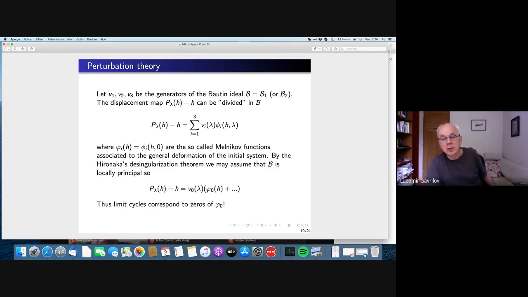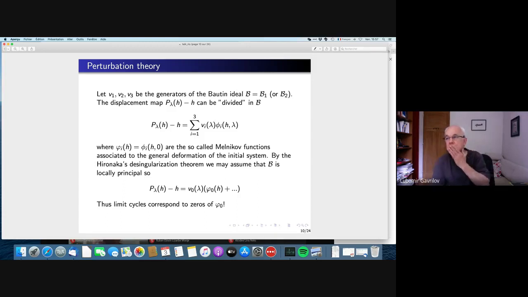If you have a zero of multiplicity 5, you shall have at most 5 zeros after deformation with respect to lambda. So this terminates the problem. The problem is solved: 5 zeros, so 5 limit cycles. But this is only the case of one generator, that is to say, the ideal is principal.